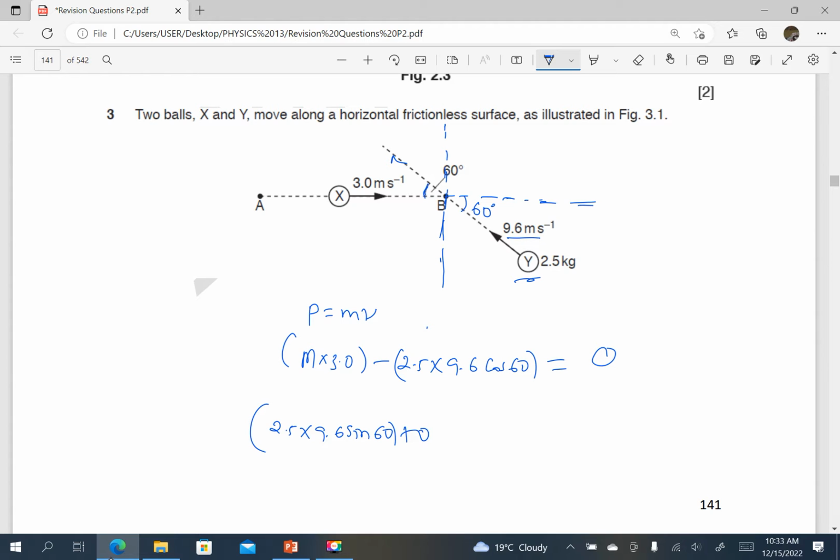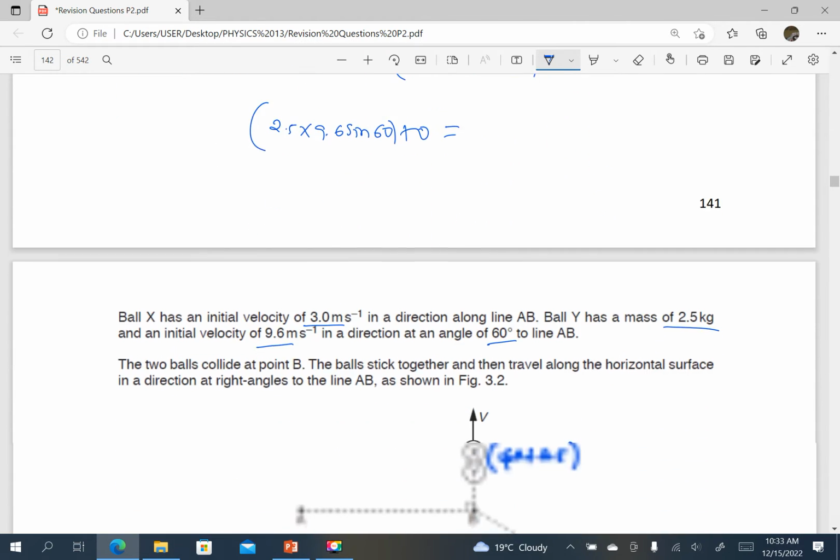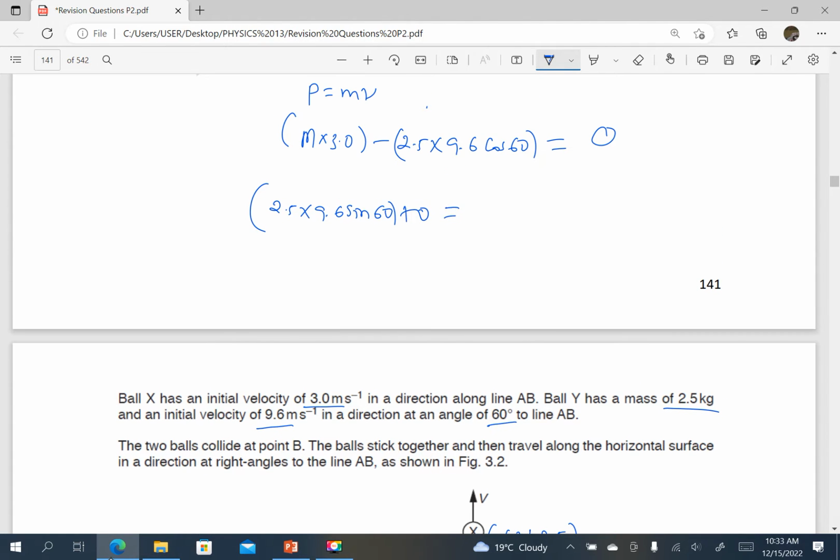So that is total momentum before collision in the vertical. This should be equal to total momentum after collision in the vertical, and after collision they move in a straight line where they move together. So this is going to be total mass, which is 4.0 plus 2.5 times the speed v. They move with the common speed.